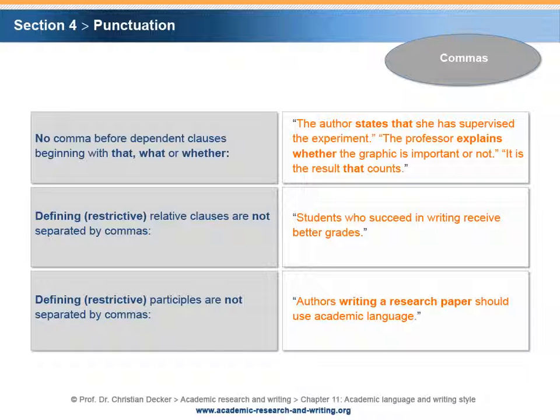These participles are not set off by commas. Example: authors writing a research paper should use academic language. If the defining participle writing a research paper is omitted, the remaining sentence, authors should use academic language, has lost its meaning.